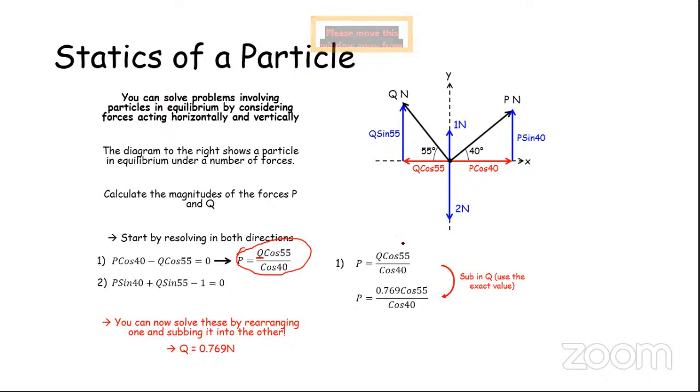Yes. So since we obtained the value of Q, we are going to substitute it in this equation here, which was P is equal to Q cos of 55 divided by cos of 40. So when we do that, it will lead us to this equation here, where we have 0.769 cos of 55 divided by cos of 40. And when we substitute in the calculator, that will give us 0.576 newtons.